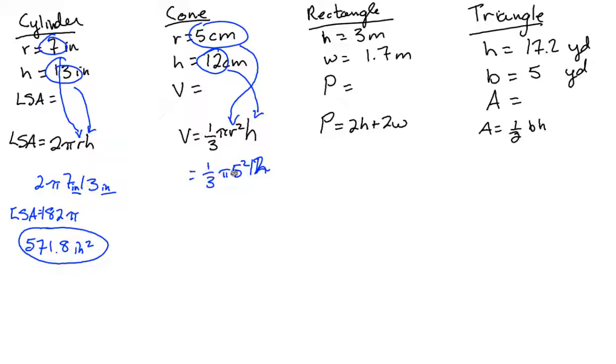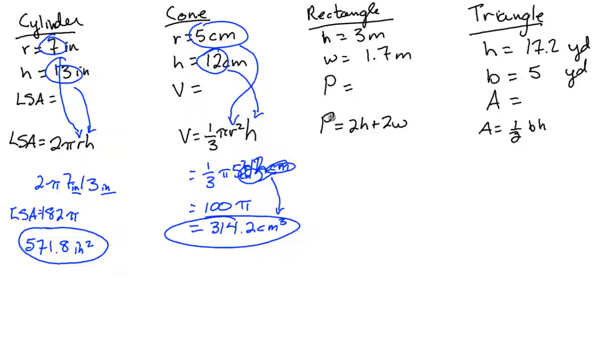So 1/3 times 25 times 12, that's going to be 100 pi, which you could do on your calculator. It is going to be 314.2, and this is volume, so we better be in centimeters cubed, a three-dimensional answer. Notice that this is true when you have centimeters and you square it and then you times it by centimeters again. Centimeters times centimeters squared, we now have 3 of them, which will give us centimeters cubed. Correct.